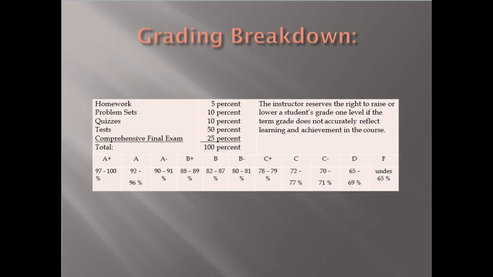So here's just the breakdown of how this course is all put together. Your homework is worth 5%, your problem sets are worth 10%, your quizzes are worth 10%. You have 2 tests. Those together make up 50% of your grade, and your comprehensive final exam will also be 25% of your grade.